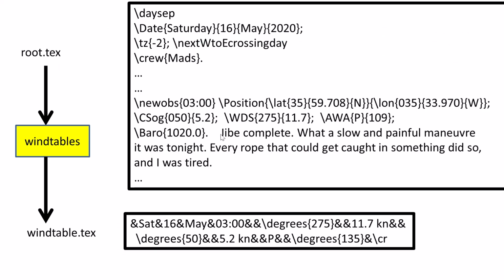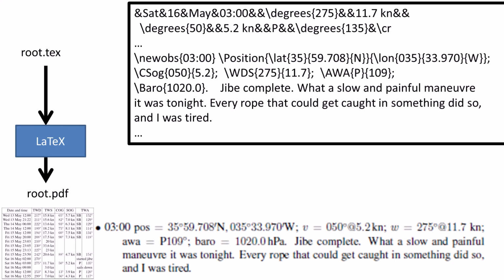So here are the details. That's what it looked like in the root.tex file. This is exactly the same as you saw in the previous example, in example 1. But now we produce a different output, namely some TeX code with some fields separated by ampersand. That's how you do it in TeX when you create tables. And it has then produced this data and done this calculation that it was port tack and it was 135 degrees. And that's how that table was created.